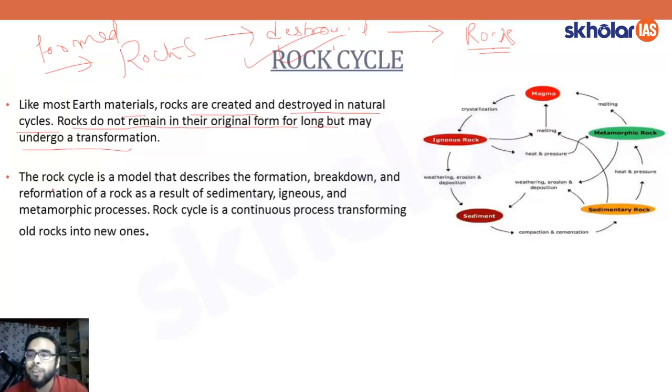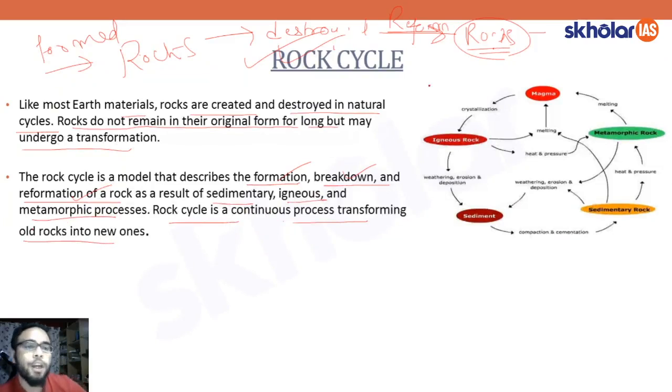Understood this point? So this rock cycle is a model that describes the formation, breakdown and reformation of a rock. First the rock is formed, it is getting destroyed. Now destruction will lead to reformation. This reformation will again result in formation of rocks. Again these rocks will get destroyed, again reform, again form. Understood? So a cyclical process is happening. The rock cycle is a model that describes the formation, breakdown and reformation of a rock as a result of sedimentary, igneous and metamorphic processes. So rock cycle is a continuous process transforming old rocks into new ones.